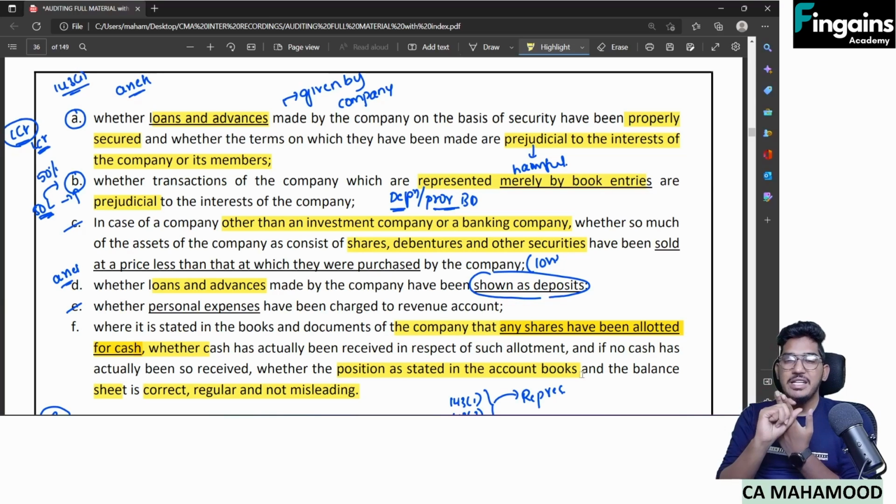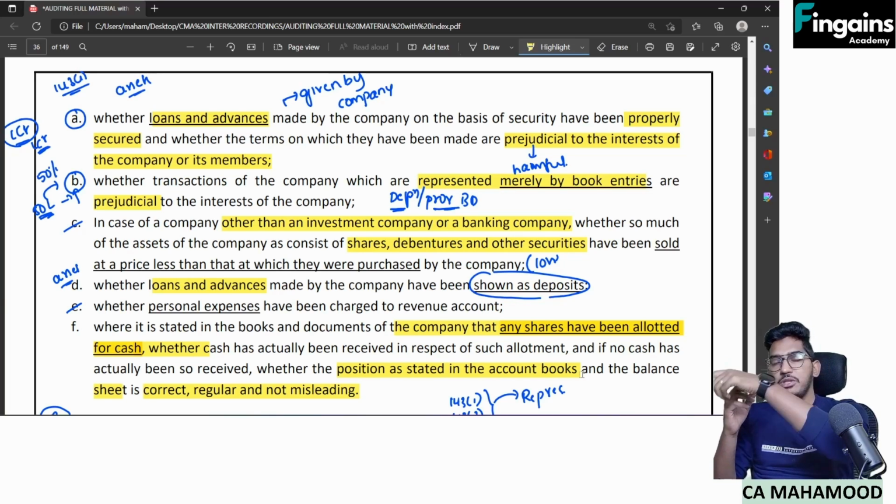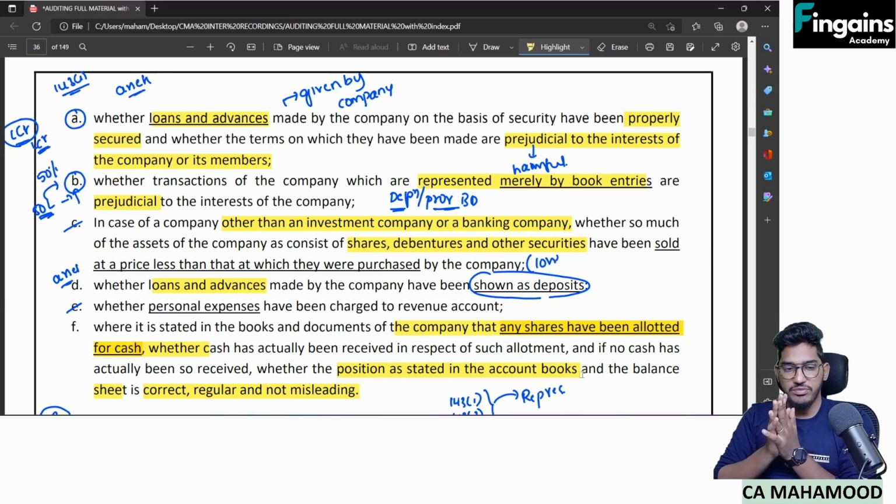Third point, in case your client company is a company other than an investment and banking company, whether such a company has sold the shares at a price less than the purchase price. In simple terms, whether your client company sold the shares at a loss. If yes, you need to report it here. Fourth one, whether loans and advances which are given by the company, instead of being shown as loans and advances, to mislead the stakeholders have been shown as deposits. Fifth point, whether personal expenses of officers and management have been charged to revenue, shown as business expenses in the statement of P&L.